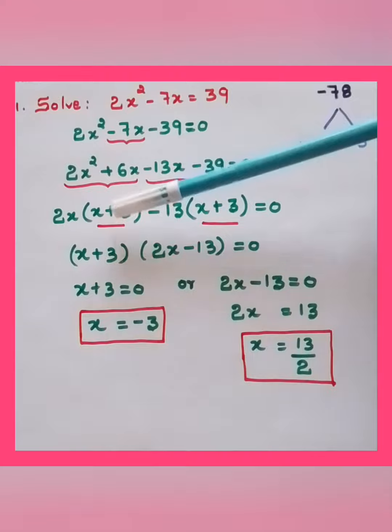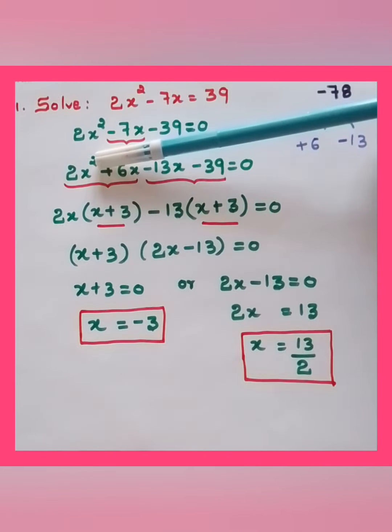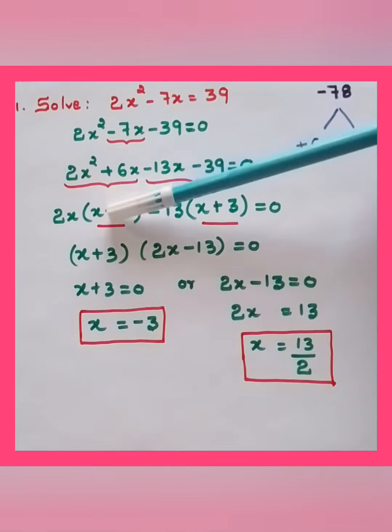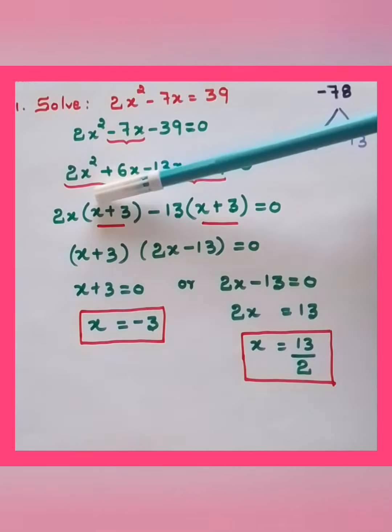So take out 2x outside. And what is remaining? 2x square we have here. So x is remaining, x plus 3, because 2 is taken out. So when you multiply back, you will get back this.